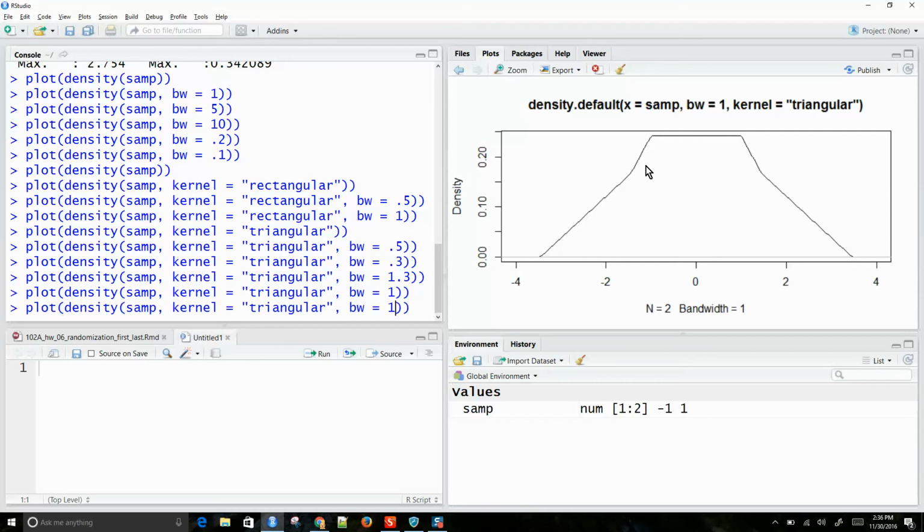Let me show you the upside down Epanechnikov.